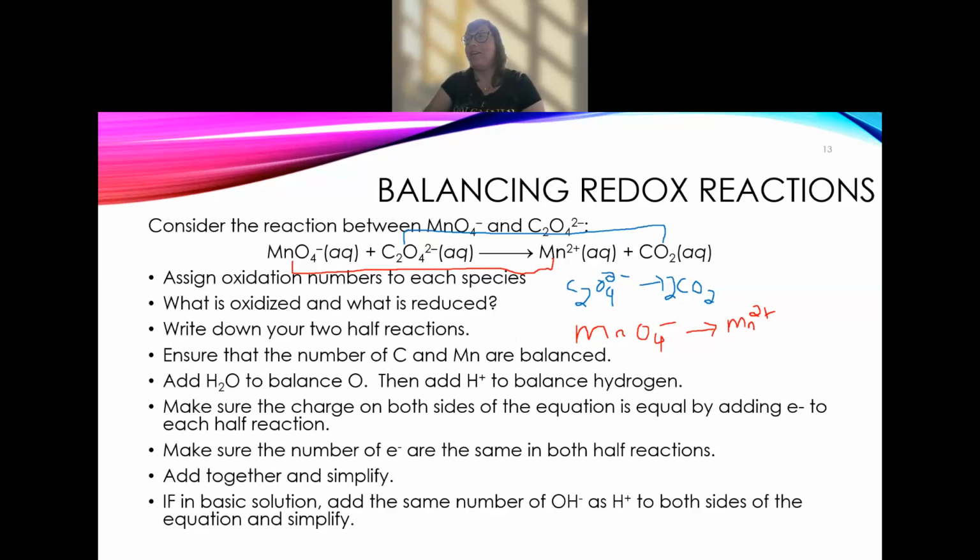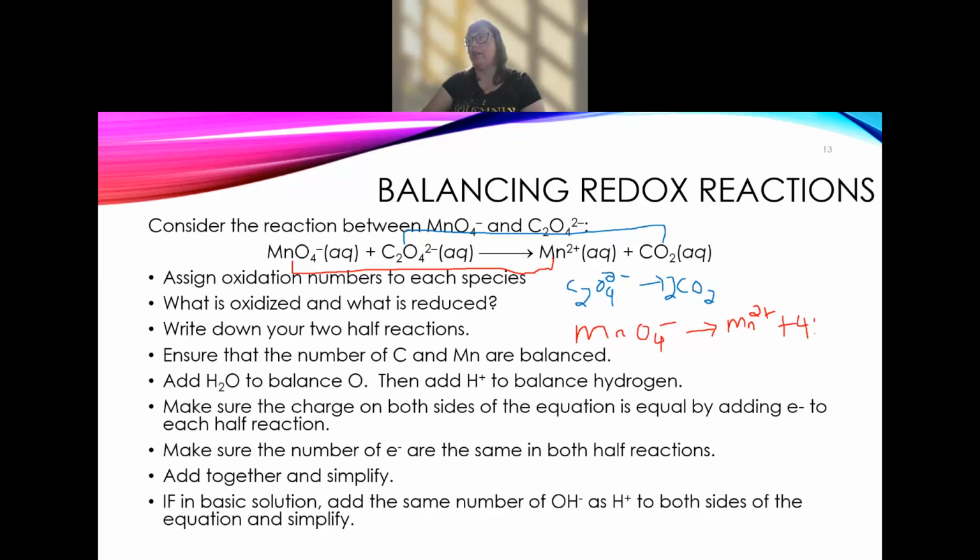Now, I'm not concerned about the oxygen yet. Let's talk about how we do that. How many oxygens do you have on the reactant side in your C2O4? I have 4. How many do I have on my product side? I have 4. So that one's happy. Let's talk about our MnO4-. So MnO4- here goes to Mn2+. I don't have enough oxygen, so I'm going to add oxygen to that.